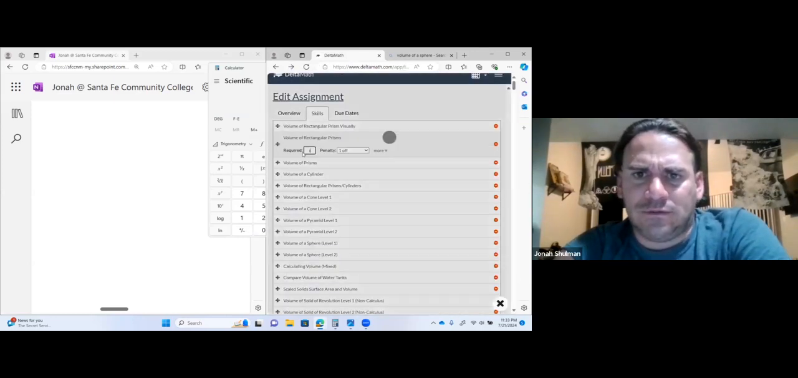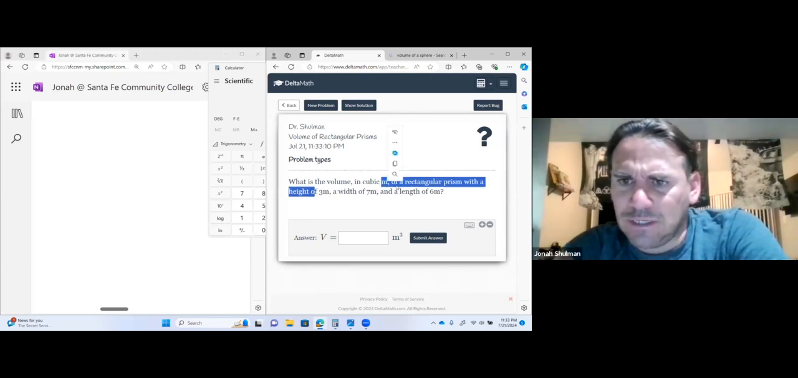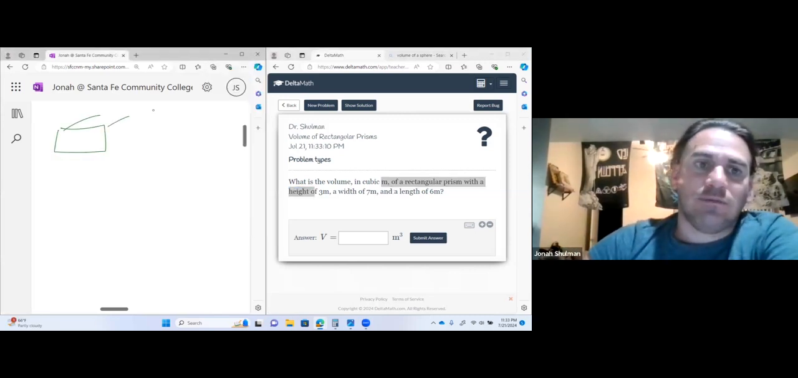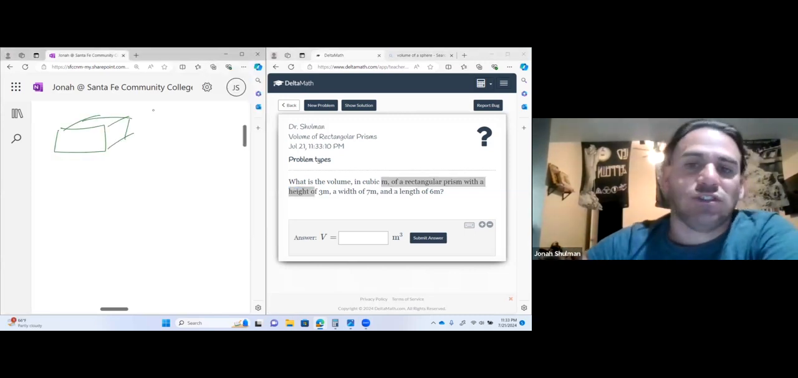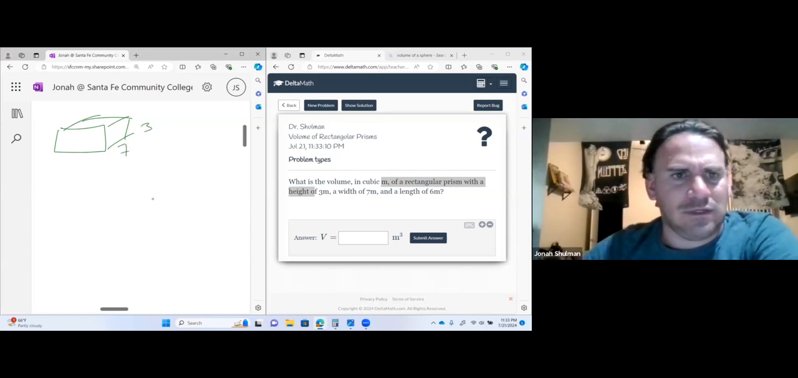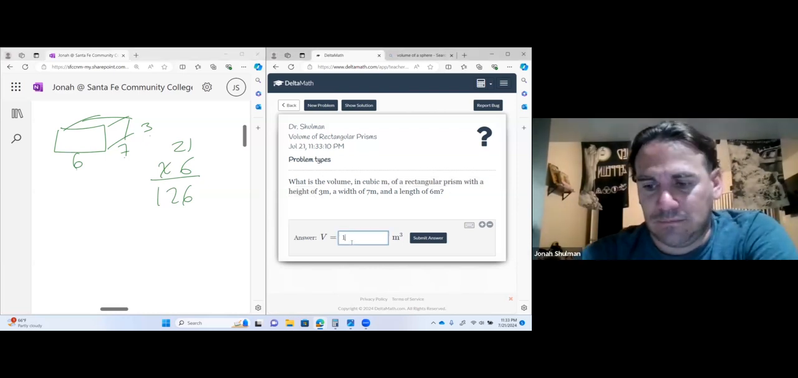All right. So what is the volume of a rectangular prism with a height of 3, a width of 7, and a length of 6? Give your students a prism. Give them something. It's not modeling if it's just in words. But this is 3 times 7 times 6. 3 times 7 is 21. 21 times 6 is 126.